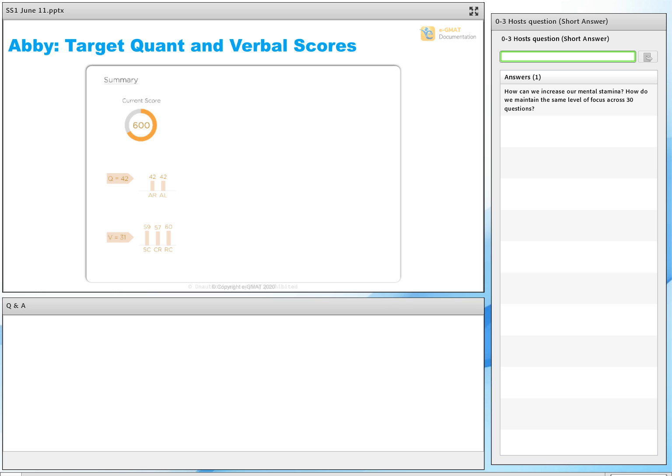For Abby, you take these ability scores in, and the system says, okay, given who Abby is, the best way for her to reach that 740 score is to make sure that she scores a V42 and a Q48, and these are the ability scores that Abby should worry about when it comes to her verbal and quant scores.